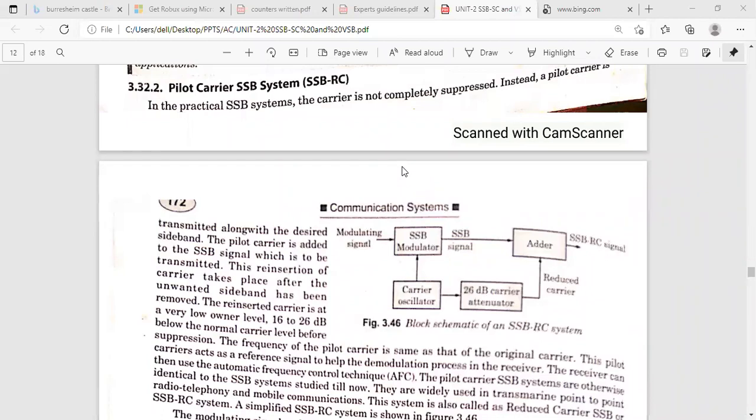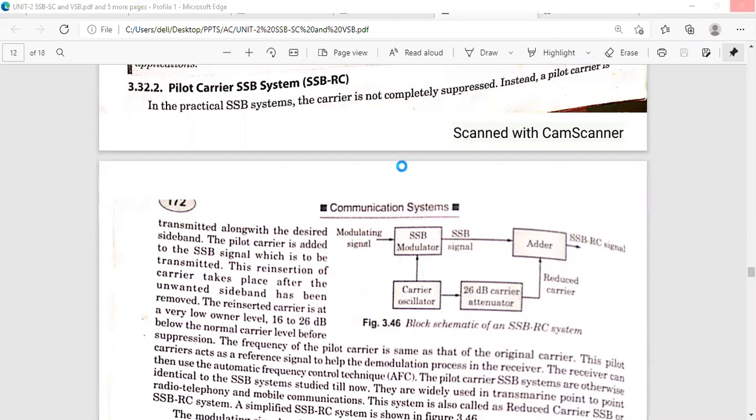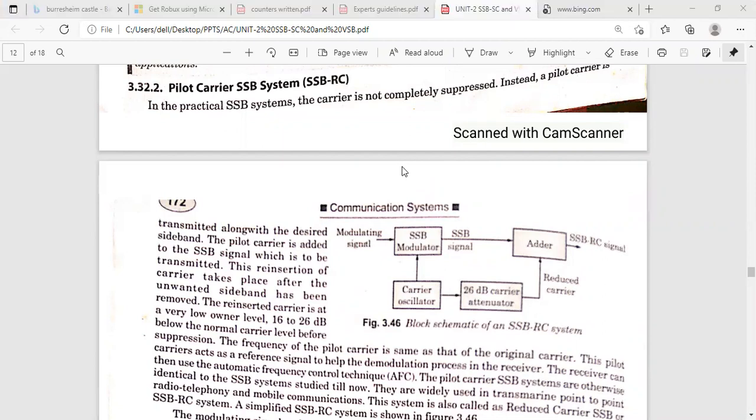So in previous classes, we discussed the generation methods of the SSB SC system. SSB SC is nothing but single sideband suppressed carrier. Here only one of the sidebands will be transmitted to the output, and the other sideband and the carrier will be suppressed. Due to this, the bandwidth will be reduced. So the bandwidth of the SSB SC will be equal to FM. Meaning if we know one of the sidebands, we can easily determine the other sideband.